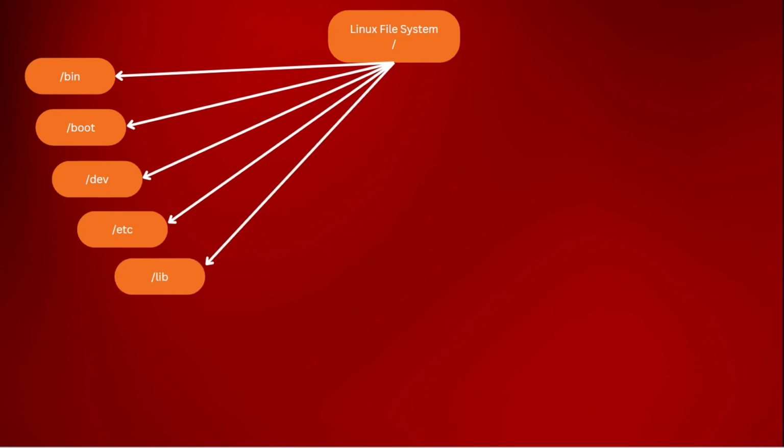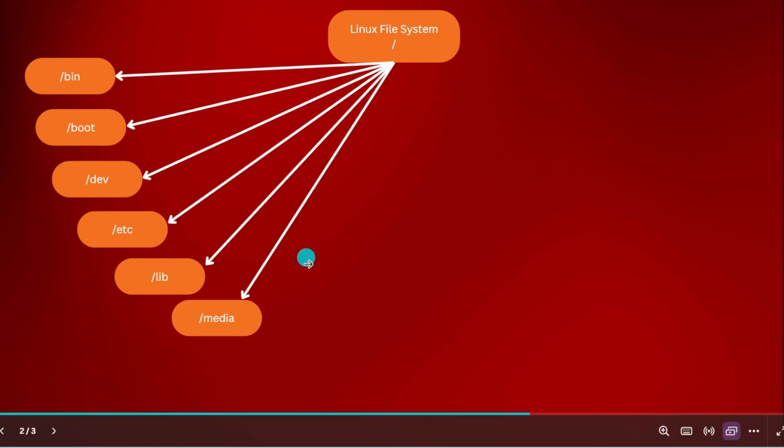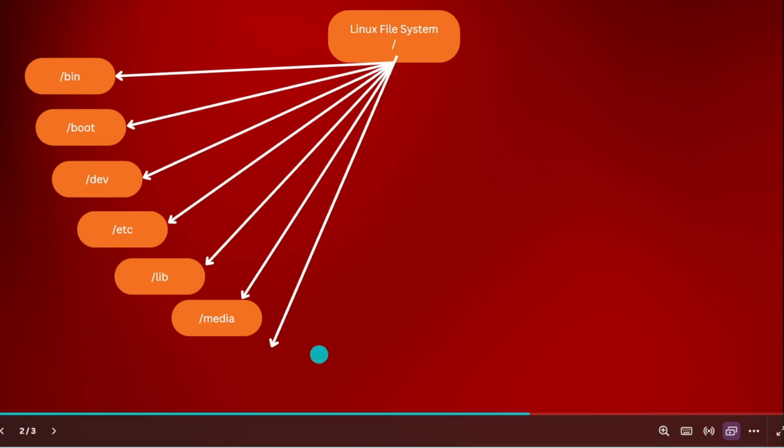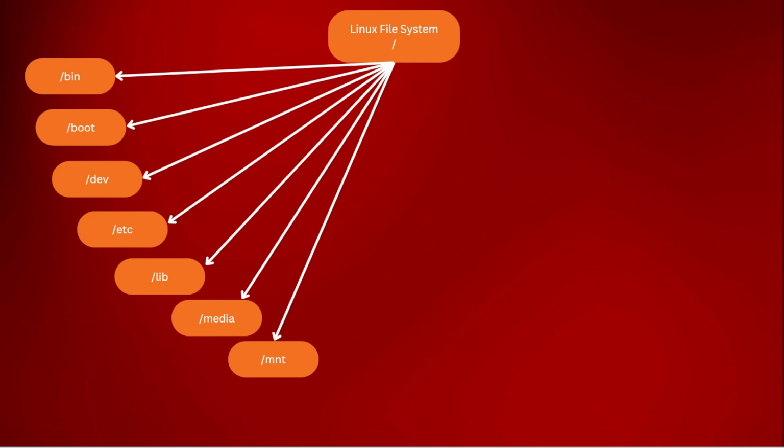The lib directory contains shared library files that are required for system boot. The media directory contains external removable media devices such as USB drives. They are mounted here. The mnt directory is a temporary mount point for regular file systems. The opt directory is for optional files such as third-party tools. You can save those here.